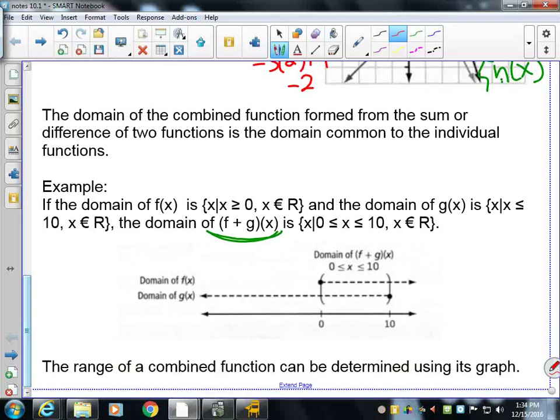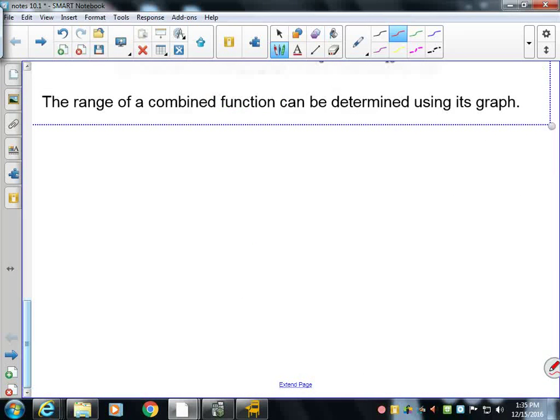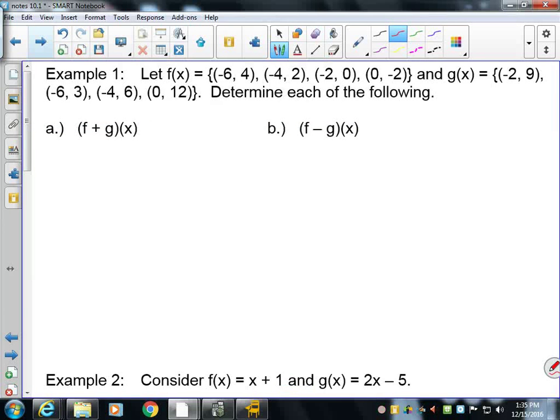So, domains, you just have to combine them, right? And figure out where they are both part of that domain. And to find the range, you have to use the graph. So once you've combined it, look at the graph and you can find the max and min for that point, or the table of values, max and min for that point. We'll show you how it works here.